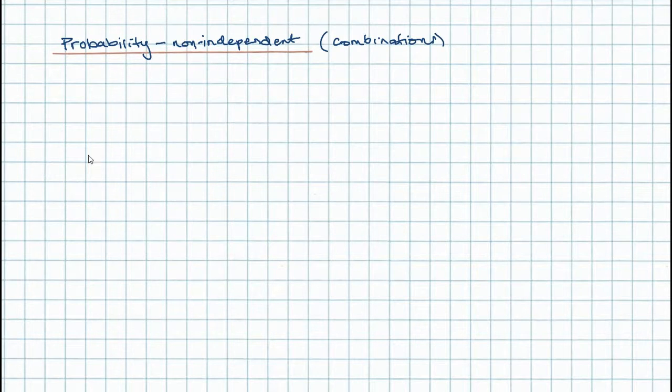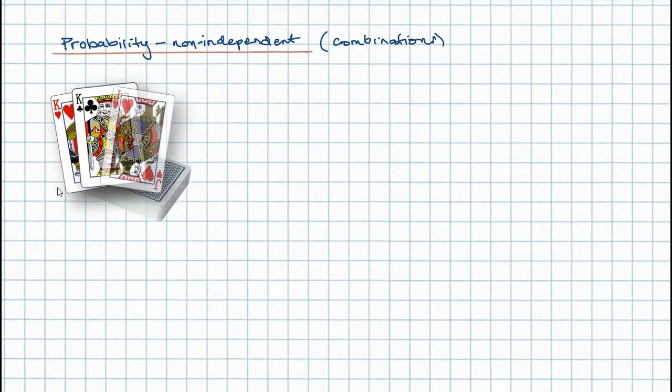The problem we're going to work on is two kings and a jack drawn. What's the likelihood, or the probability, that we're going to be able to draw two kings and a jack from a standard deck of 52 cards?